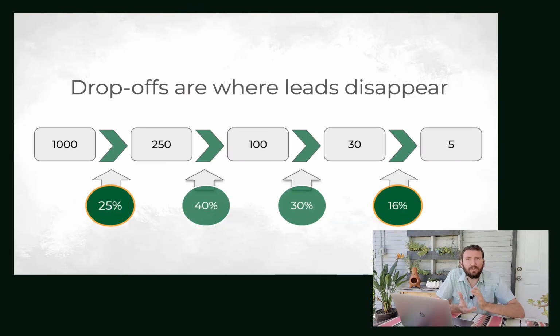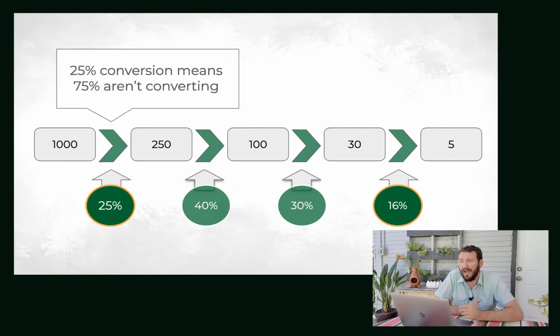So in general, drop-offs are where the leads are disappearing. In the example we were talking about here, with 1,000 people and then 250 and then 100, the transition points are 25%, 40%, 30%, and 16%. So 40% and 30% don't seem like red flags to me because those are the higher of those four percentages. But 25% and 16%, being the two lowest percentages, stand out to me as opportunities where I might be able to increase the conversion to help build a stronger bridge that gets people between those two milestones.